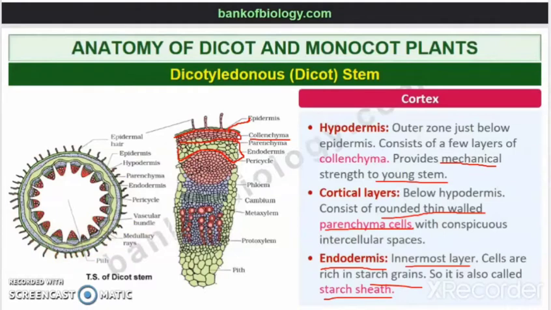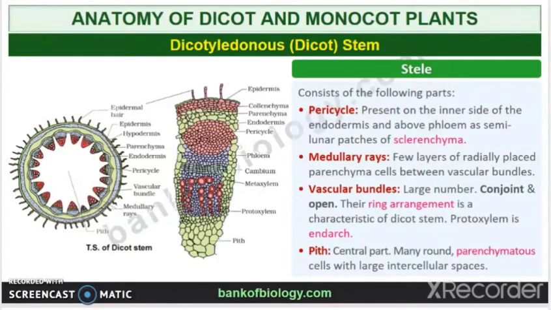Now let us move on to the next part, children. Okay. After endodermis, what did we see in the Dicot root? It was the pericycle. Same way here also, the following parts are seen after the endodermis. So pericycle is present on the inner side of the endodermis. Where is pericycle present? It is present on the inner side of the endodermis. So this is the outermost endodermis layer, and below the endodermis is the pericycle, right? So it is present on the inner side of the endodermis, and above the phloem are semilunar patches of sclerenchyma.